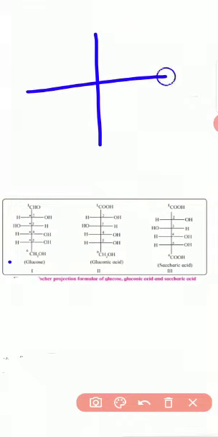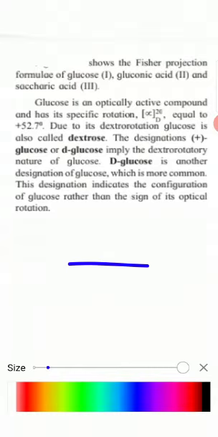Students, see, this is the Fischer projection formula for glucose, gluconic acid and saccharic acid. What is meant by Fischer projection formula? In the Fischer projection formula, we use one vertical line and one horizontal line, and according to their molecular masses, the atoms or groups are arranged. In the above figure, the Fischer projection formula of glucose, gluconic acid and saccharic acid is shown.